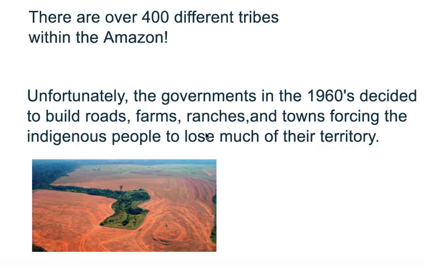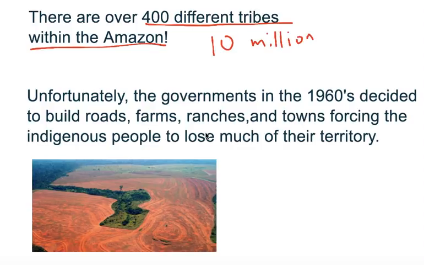Now, just how crazy is this? There are over 400 different tribes within the Amazon. I mean, last I checked, there were about 10 million people that make up these indigenous tribes, and each one of them speaks a different language, has different customs, and so forth. So it makes it very, very hard to communicate with them.